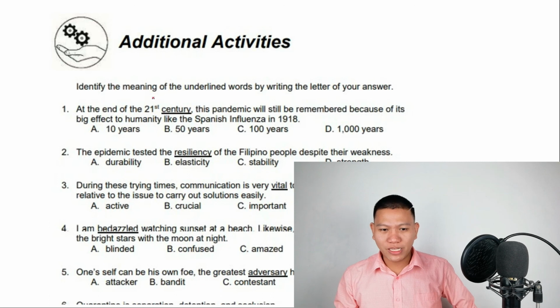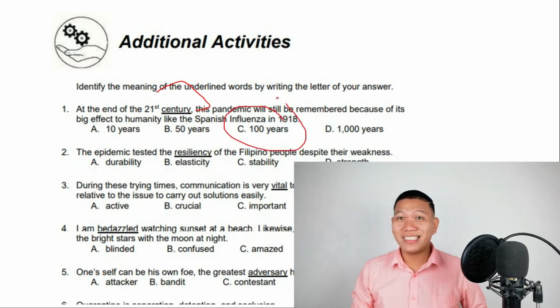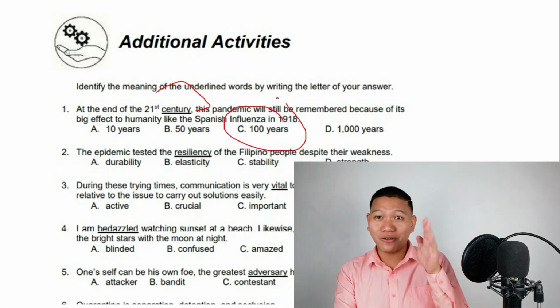All right, what does century mean? 10 years, 50 years, 100 years, 1,000 years. Okay, it's letter C, 100 years. So you can continue answering the other activities.